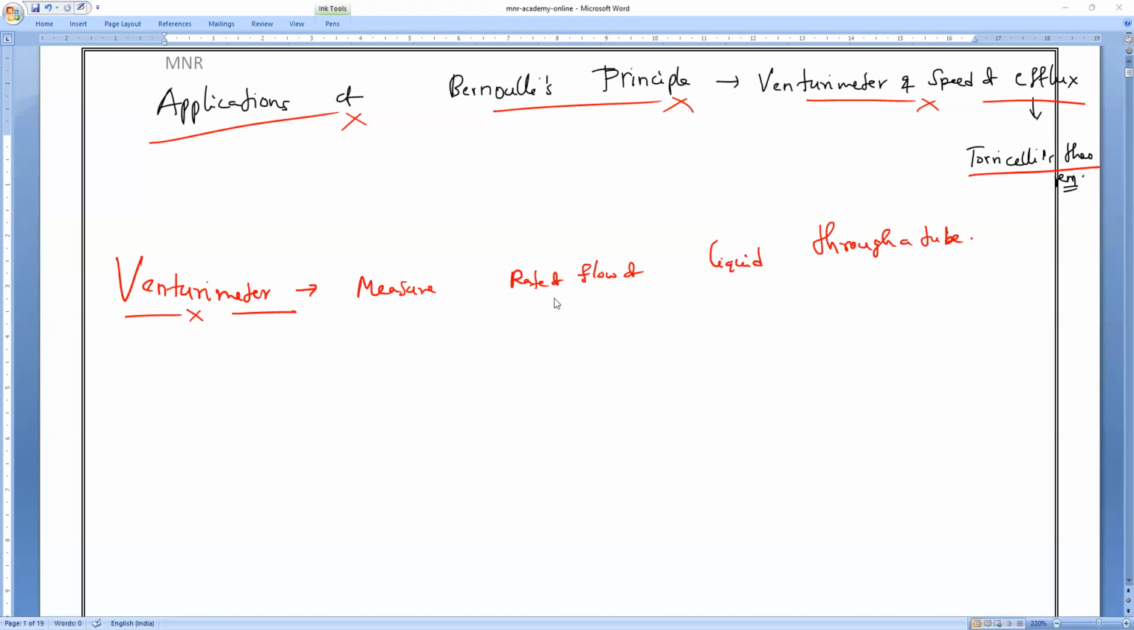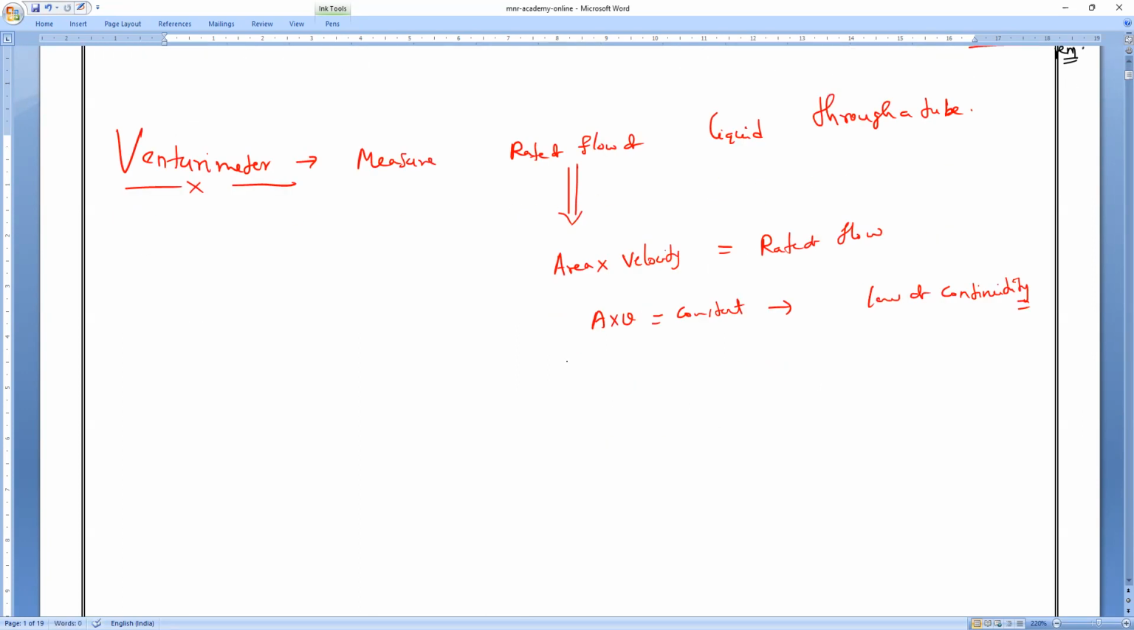The rate of flow of liquid is the amount of liquid moving across the area of cross section. Understand? That is what we call the rate of flow. So A into V equals a constant, as we all know. This is called the law of continuity. Remember, everybody.